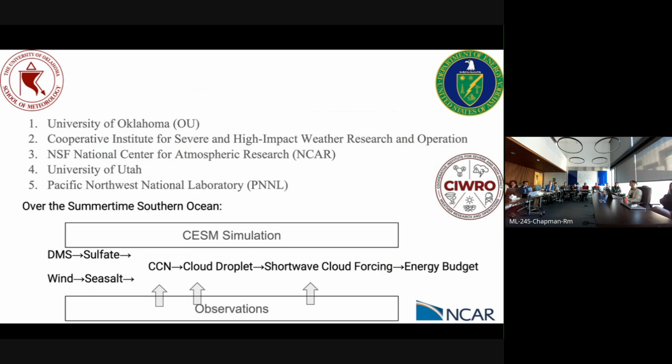In general, we are bridging the CESM simulation and the observation through these two pathways to change CCN, and then cloud droplets, then shortwave cloud forcing, and eventually the energy budget. With the simulation, we identify the bias and then use observation to guide the modification of CAM6, including the ship-based observation of CCN, the lidar-radar retrieval of cloud droplets, and the satellite retrieval of cloud forcing.